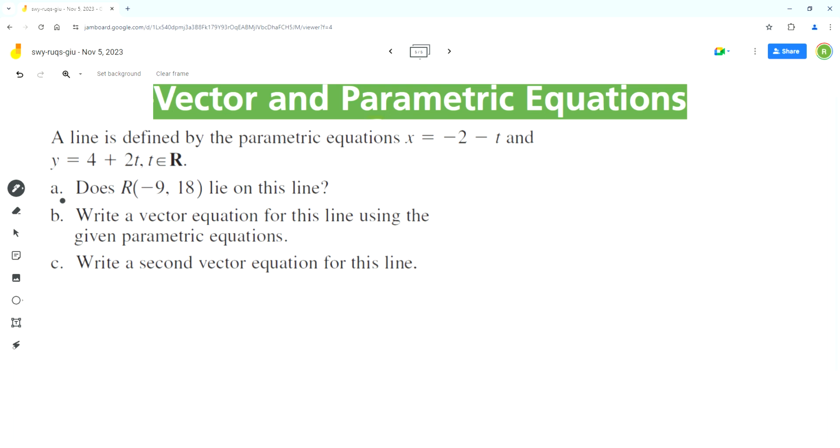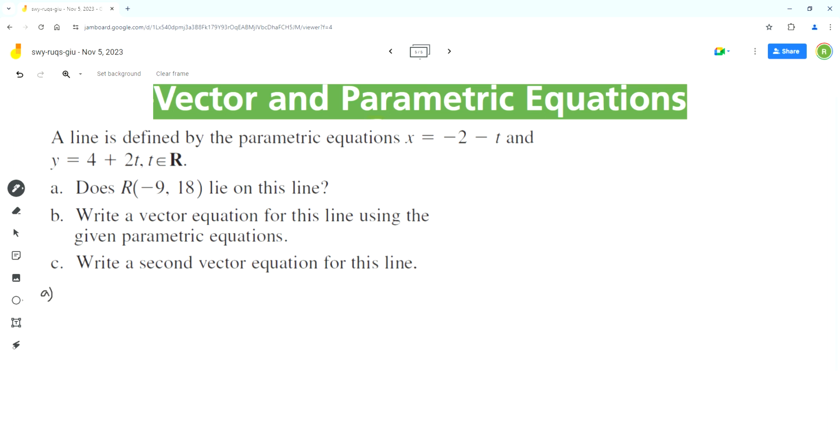In part A, we have to find, does R lie on this line? So we are given point R and we have to find whether it lies on the given line. For that, we should sub in x as -9 in the given parametric equation and y as 18 in the other parametric equation, and check if we get the same value of t from both equations.